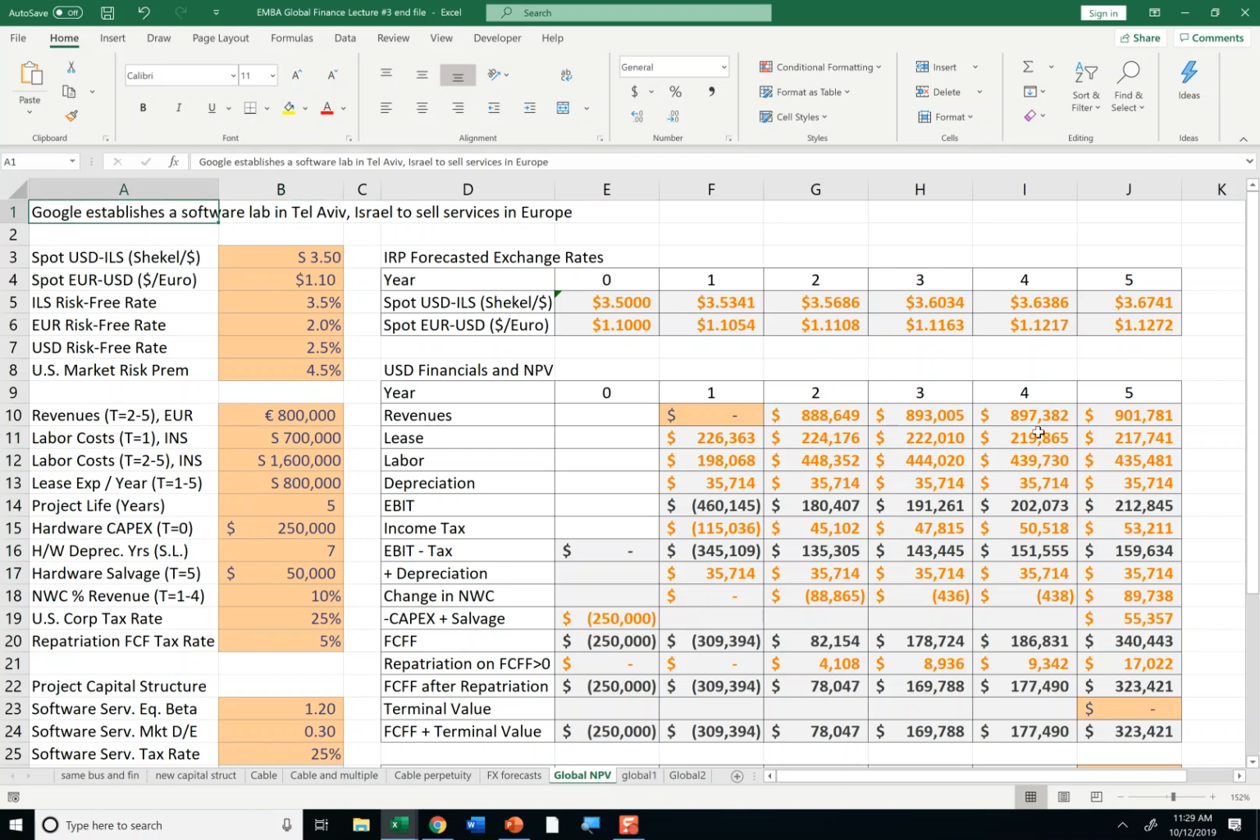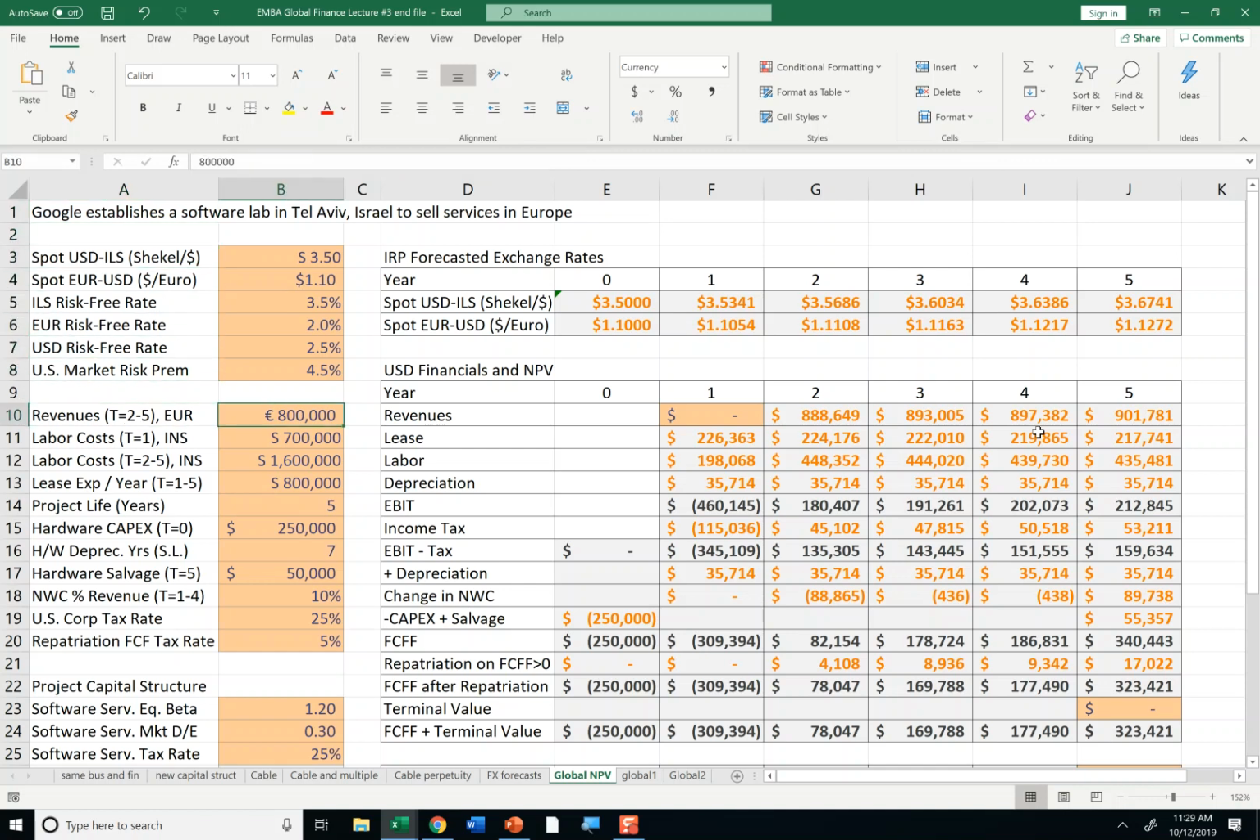All right, so here's a little example I made up last week. Google establishes a software lab in Tel Aviv, Israel, to sell services in Europe. So how would Google, a US-based firm, evaluate a project in Tel Aviv, which has costs in shekel and some revenues in euro? So here's what's given.